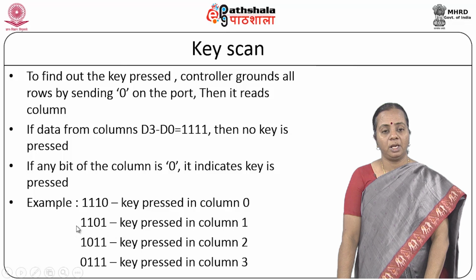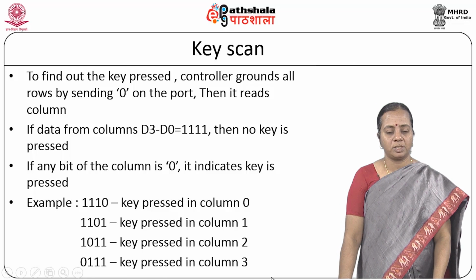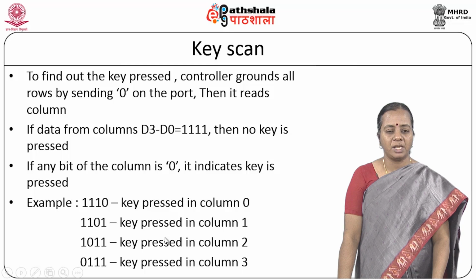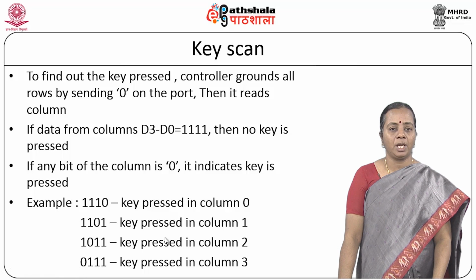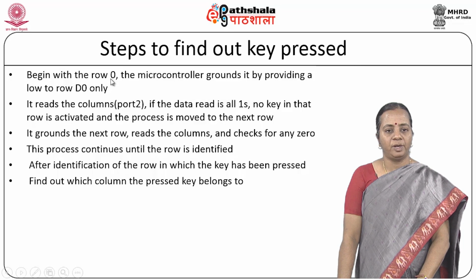Now, our next thing is to identify the row. I can say that the column is pressed, but I need to identify for the exact key which row is pressed. So, by identifying the row and the column, which intersect at one point, I will find out which key is pressed. To find out which key is pressed, first we take the first row, ground that particular row and read the port. Now, I have grounded row 0, and I will find out in port 2 whether I am getting a data or not, data in the sense 1111 or not.